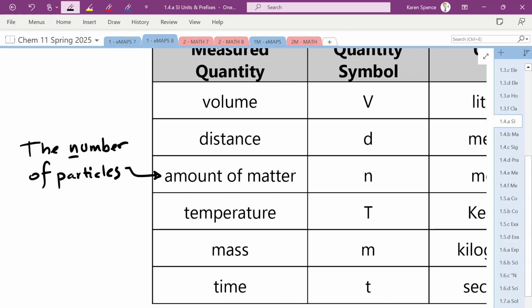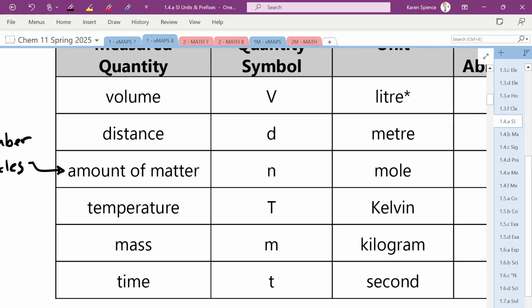Well, if I have a mole of particles, that is the unit for a mole, that means I have 6.02 times 10 to the 23 particles. And if you know exponents, if you know scientific notation, you know that this is a very big number. In fact, it is this number right here.